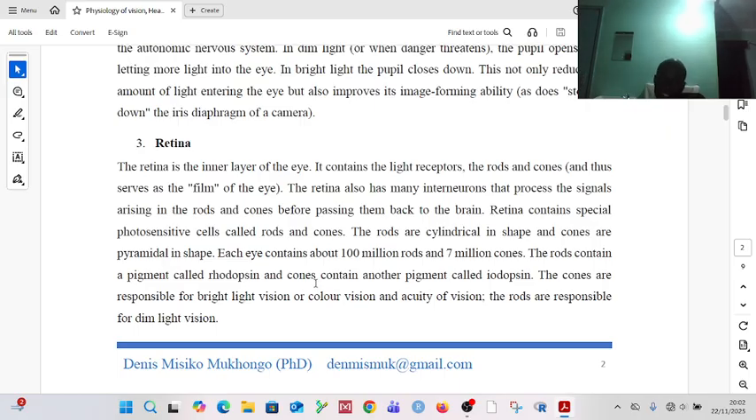But in the opposite, when you are in a dark area, when the amount of light present in a particular area is very low, then rods are called into action. So rods are used when you are trying to see, but the amount of light is very low in that particular place.